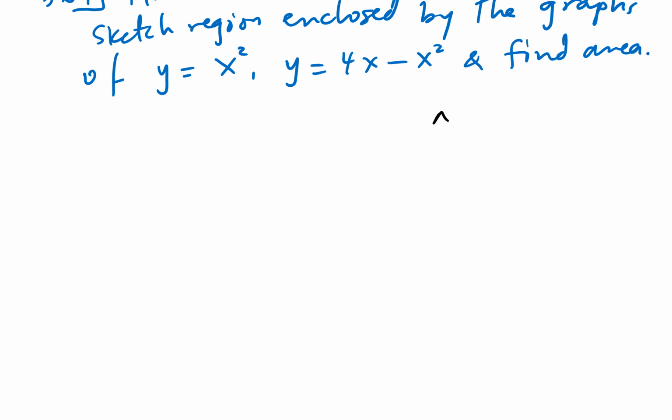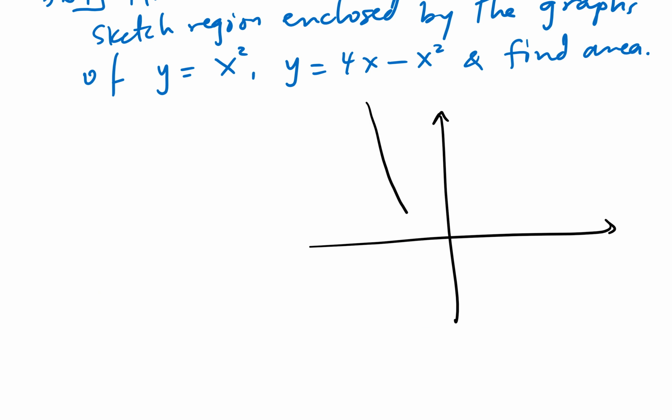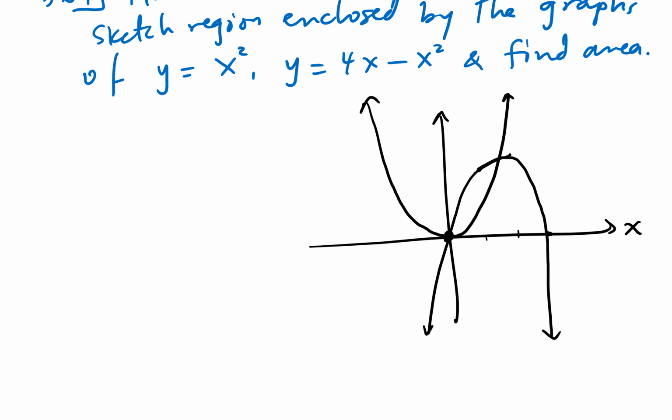First thing we need to do is to graph it. That's y equals x squared. If I want to graph the next one, I can take x 0, y 0, x 1, y is 3, x 2, y 4. If you set y 0, x would be 4. So it's coming down this way, a rough sketch, and that's the region bounded by the two graphs.